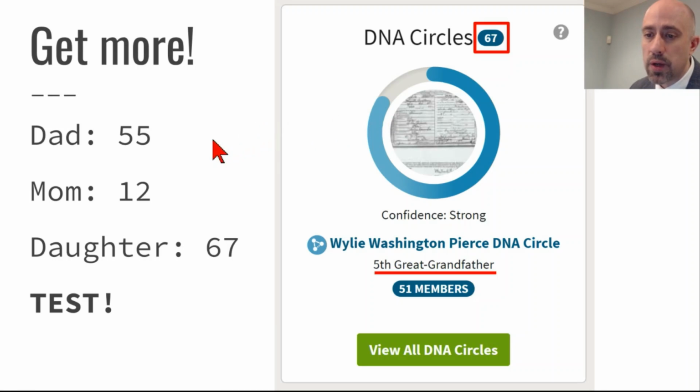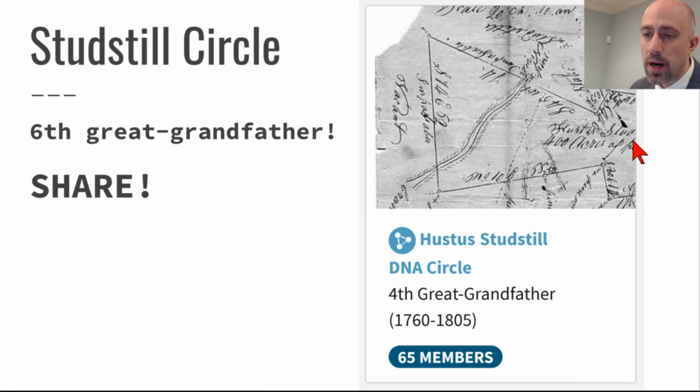And to emphasize this point, I'll note that I have 55 DNA circles, my wife has 12 DNA circles, and my daughter has all 67 of those DNA circles. She inherited all of our circles, even the ones at the 5th great-grandparent level. So she would not have gotten those 5th great-grandparent circles if one or both of her parents had not tested. So 67 circles, that's all of both parents' circles, and that gives more access.